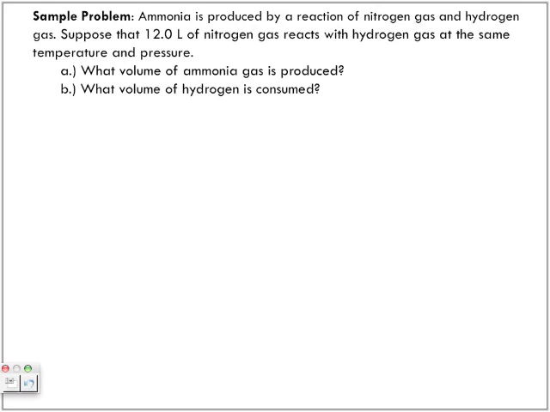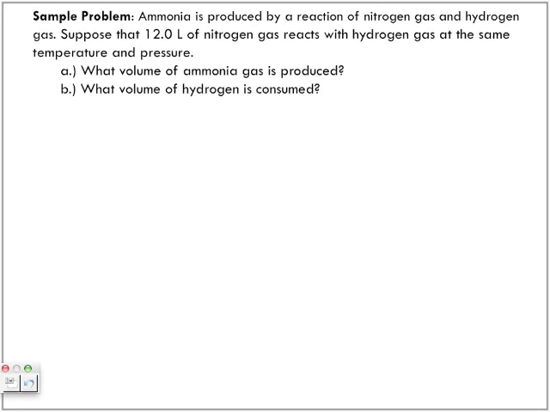Ammonia is produced by a reaction of nitrogen gas and hydrogen gas. Suppose that 12.0 liters of nitrogen gas reacts with hydrogen gas at the same temperature and pressure. A, what is the volume of the ammonia gas that is produced? B, what volume of hydrogen is actually being consumed?